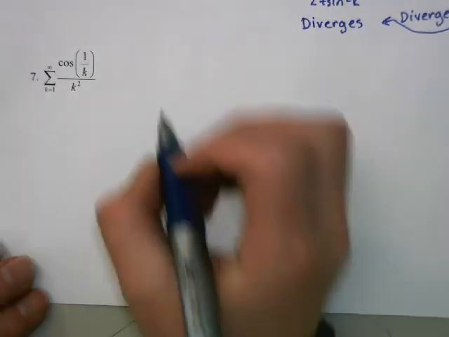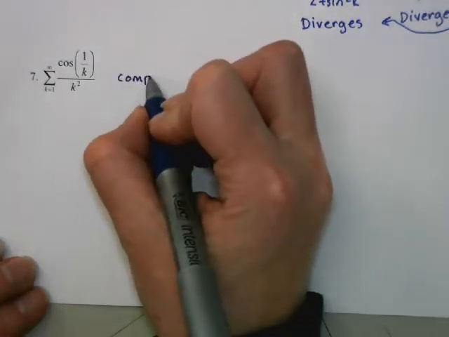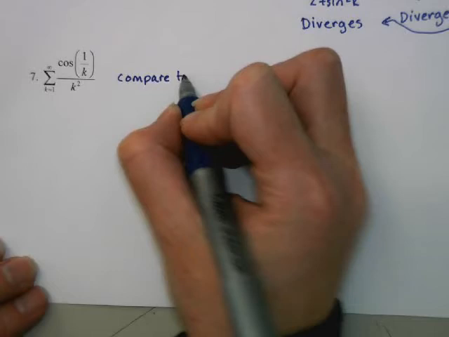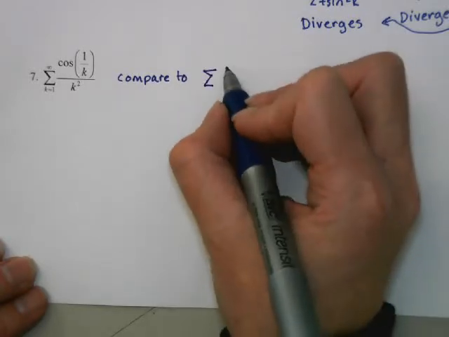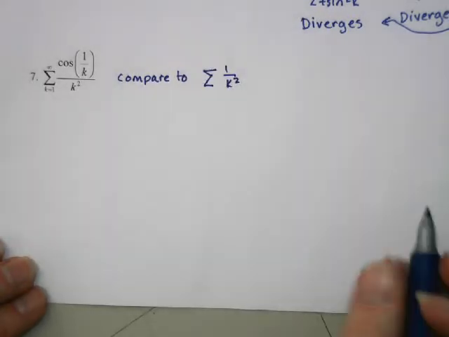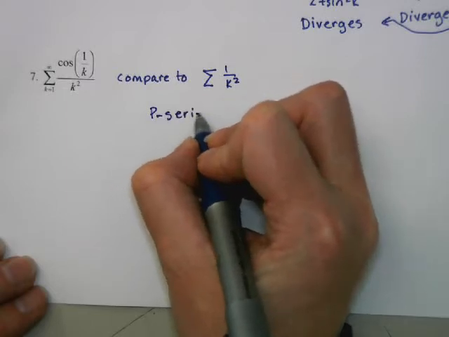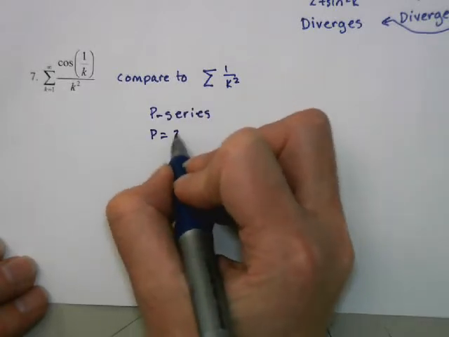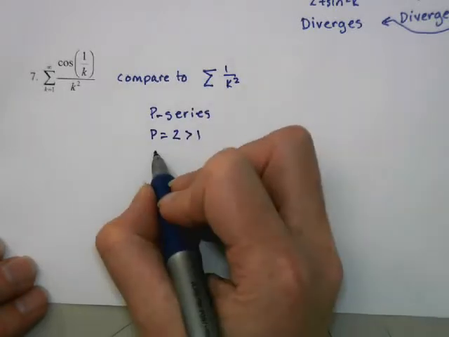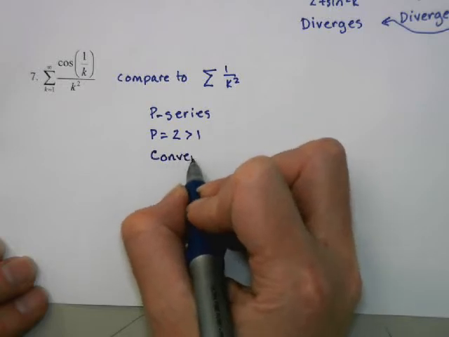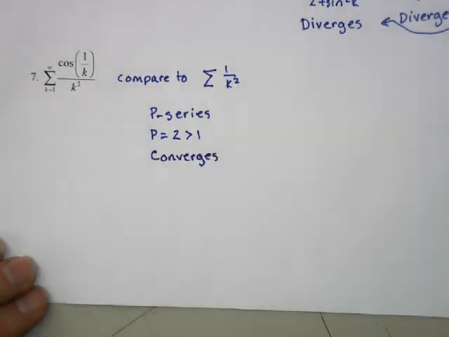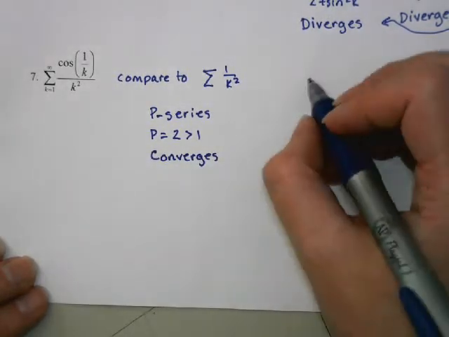Okay, I'm going to do a similar thing here. I'm going to compare to just 1 over k squared. P series, P equals 2, which is greater than 1, so this series converges.